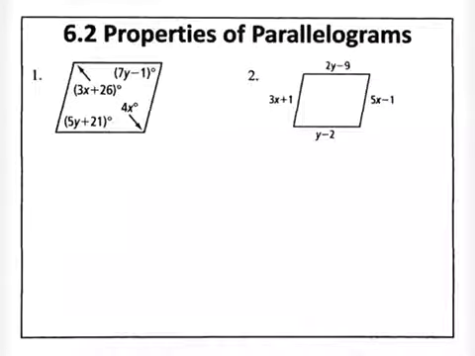So we use this information to solve these problems. Here we know that this angle here and this angle here are opposite angles. So to solve for x, we're going to take 3x plus 26 equals 4x. We'll move the x over. In this case, we subtract 3x over. We get 26 equals x.